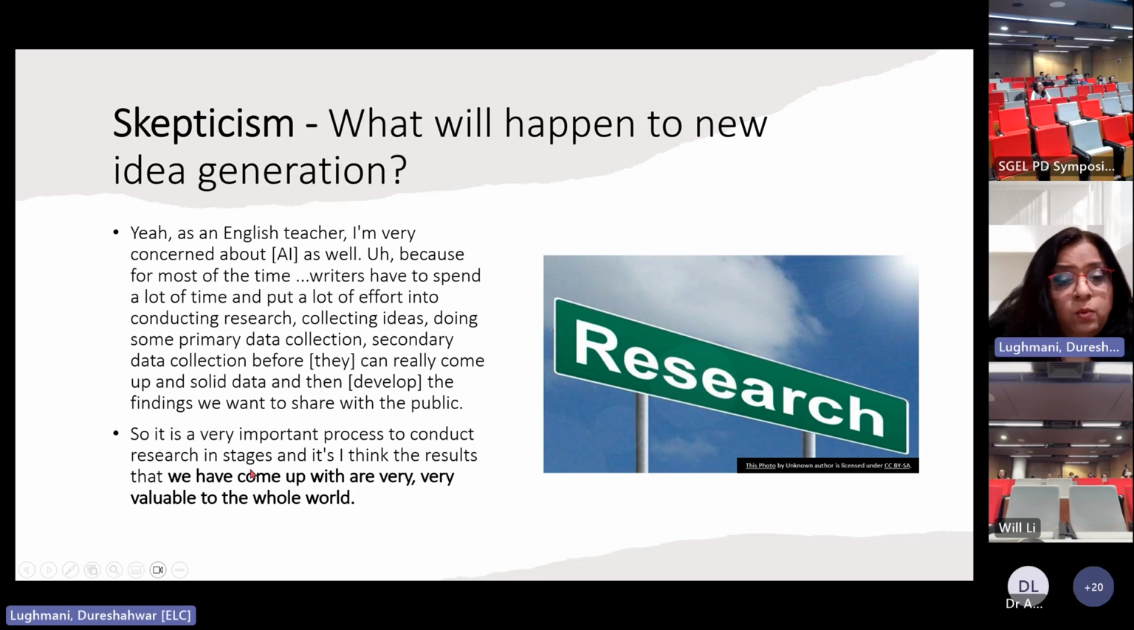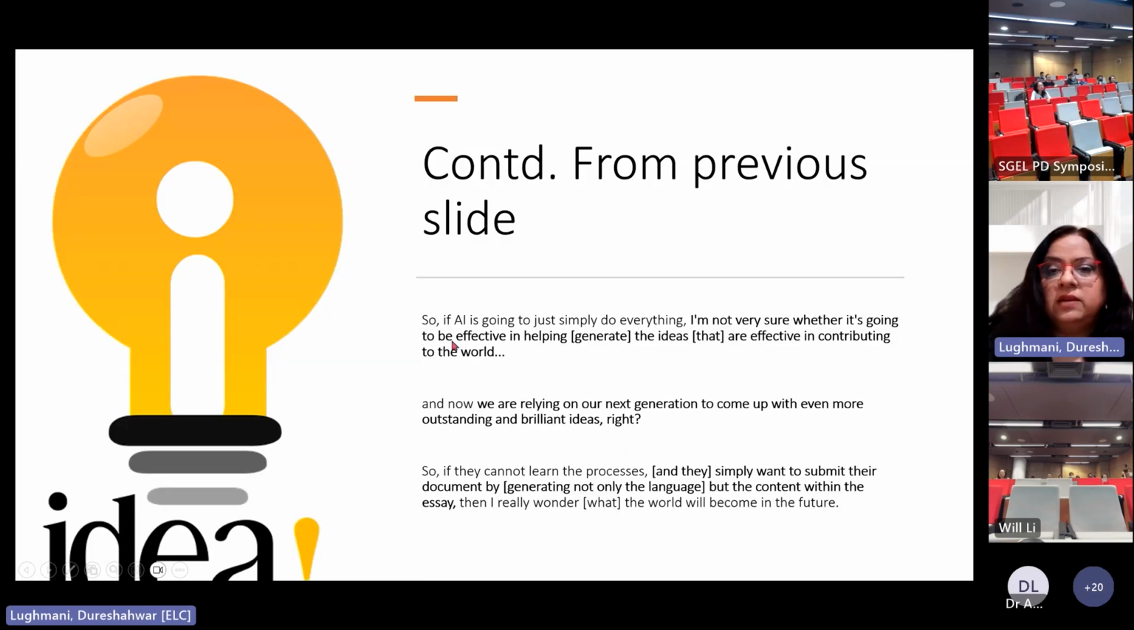And she says that what we have been doing has helped the whole world. It's very valuable, the whole research process. But what's going to happen now? Are the students going to lose that ability to do genuine research? She seems to think that idea generation is the most important aspect of learning and teaching. We give students the tools and they develop ideas. And we were thinking that our next generation needs to generate even more brilliant and outstanding ideas. And now what?